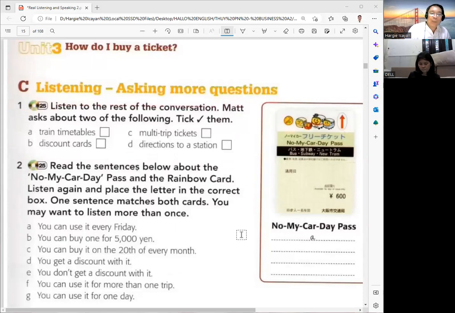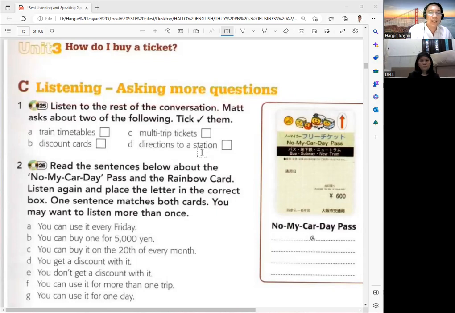Okay, so we already heard the conversation again between Matt and Komiko. Actually, in this particular lesson, we are going to ask more questions, because the questions that Matt asked in our previous lesson are not enough. So you need to ask. That's why I asked you a while ago what other questions we need to ask, because there is a lot of information you are going to need to understand.